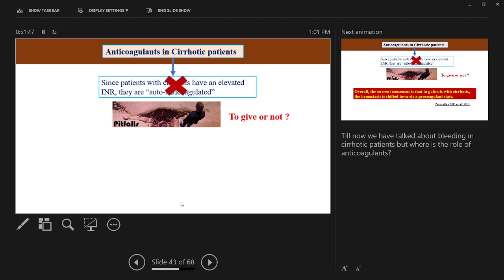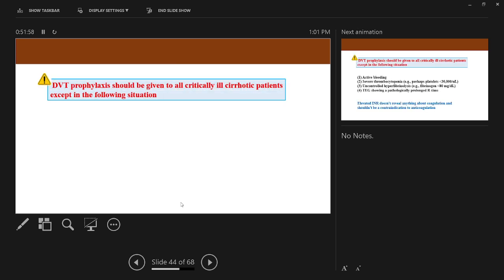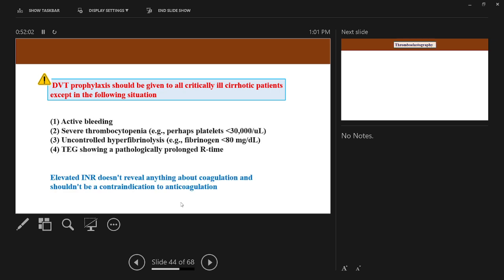So, whether to give or not, there are certain indications. Overall, the current consensus is that in patients with cirrhosis, hemostasis is shifted towards a procoagulant state. So DVT prophylaxis should be given to all critically ill cirrhotic patients except in the following situations: active bleeding, severe thrombocytopenia, uncontrolled hyperfibrinolysis, and a TEG showing a pathologically prolonged R time. Remember that elevated INR doesn't reveal anything about coagulation, and it shouldn't be a contraindication to anticoagulation in cirrhotic patients.